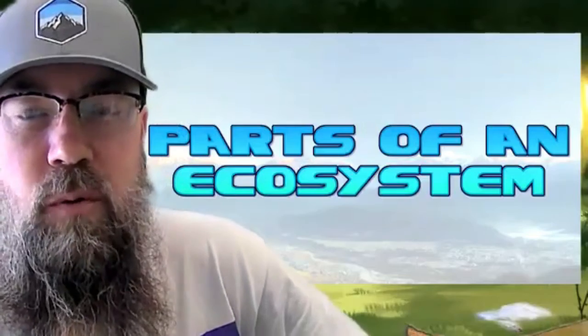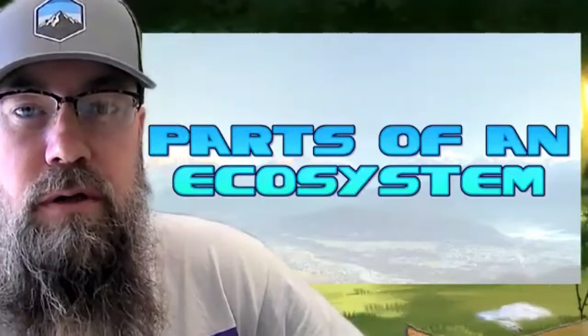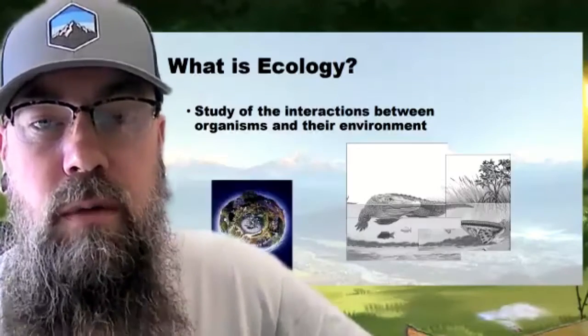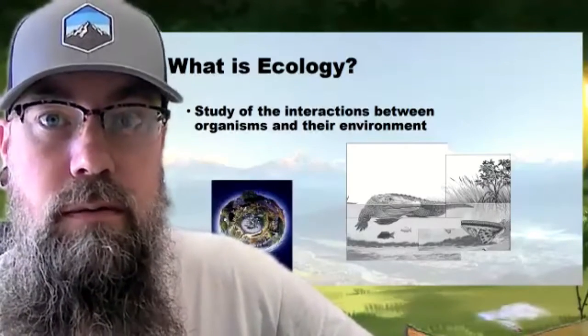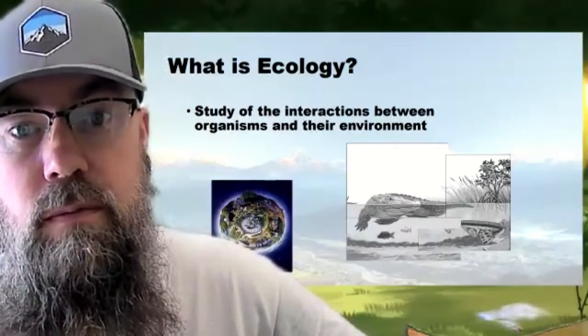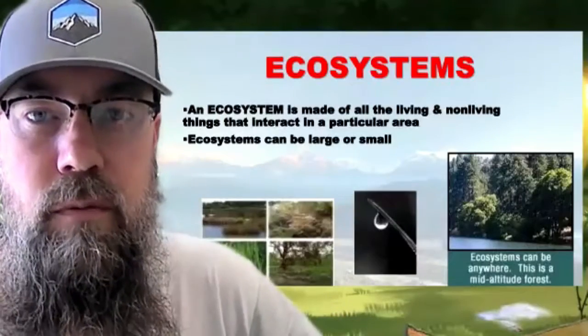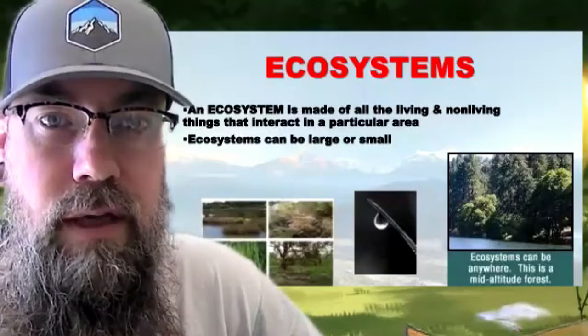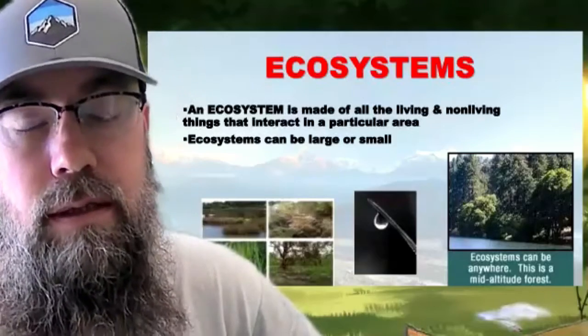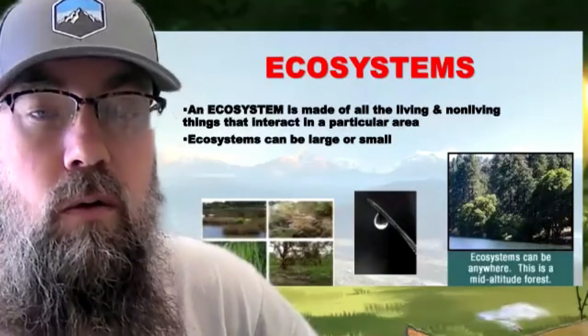Hey students and parents, this week for science, we're going to be talking about the parts of an ecosystem. So let's talk about what ecology is. Well, it's the interaction between organisms and their environment. And ecosystems are made of living and non-living things. They all interact together. These ecosystems can either be really small or really big.